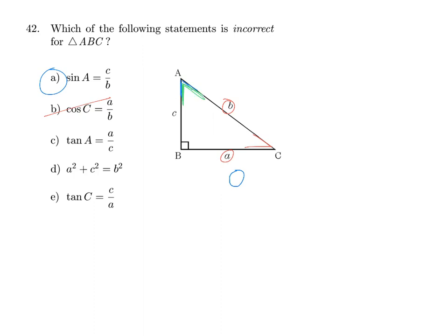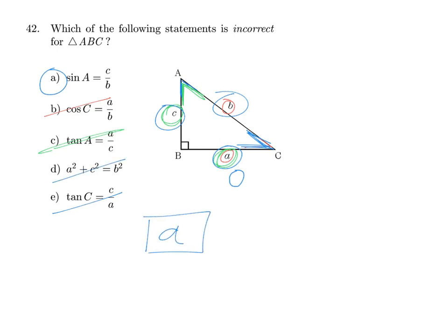Tangent of A is opposite, which is a, over adjacent, which is c. That one's good. a squared plus c squared equals b squared. Yeah, that satisfies the Pythagorean theorem. Okay, that's set up right. And then tangent of C. Opposite is c over adjacent, which is a. Yeah, that checks off. These are all good. So A is the only incorrect answer.